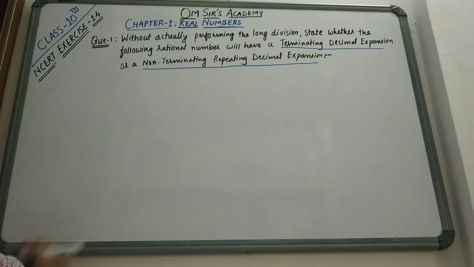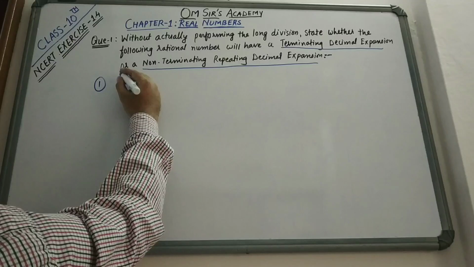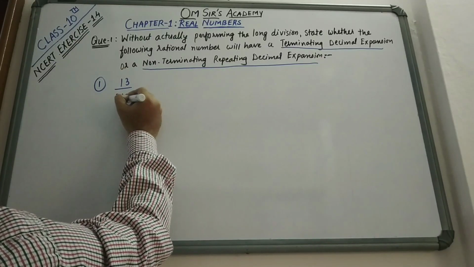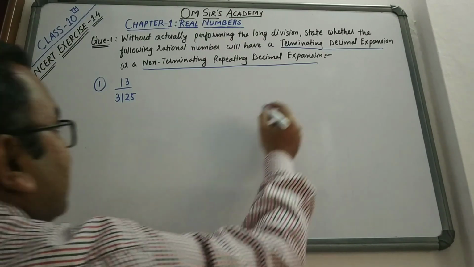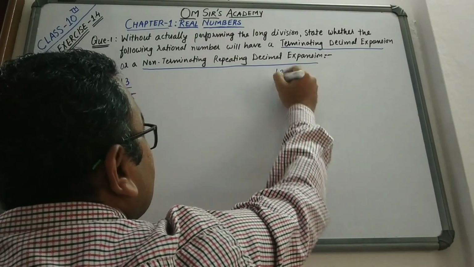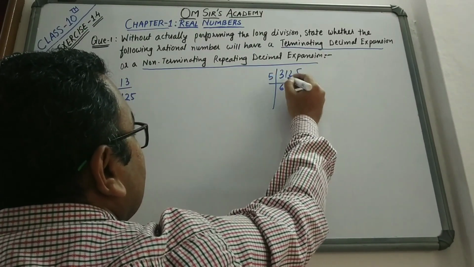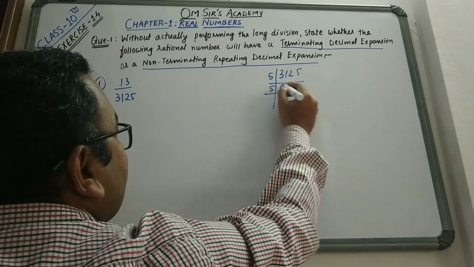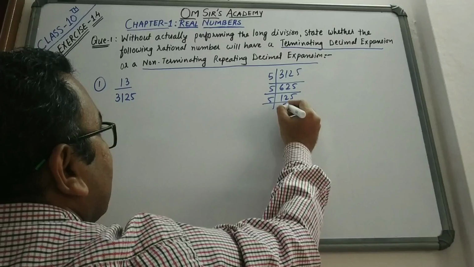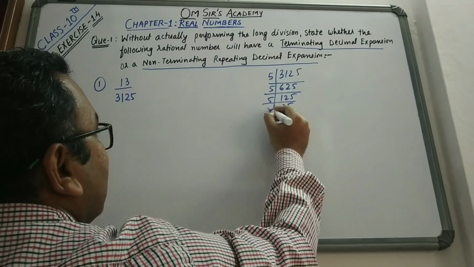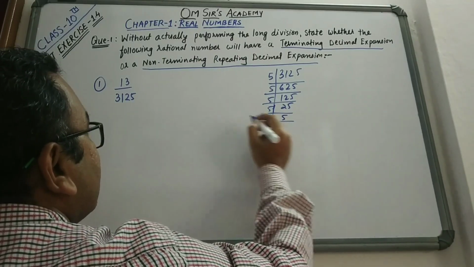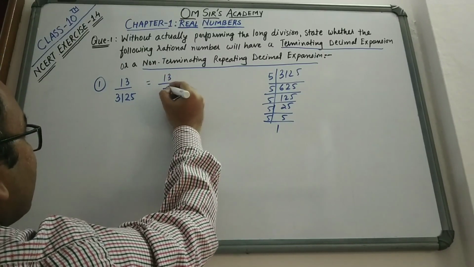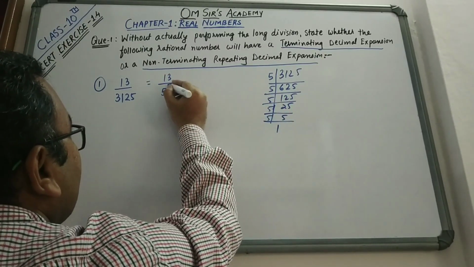The first one is 13 upon 3125. So what are the prime factors of 3125? 5 sixes are 30, 5 twos are 10, and 5 fives are 25; 5 fives are 25, 5 fives are 25, and 5 ones are 5. So we can write this as 13 upon 5 raised to 5.